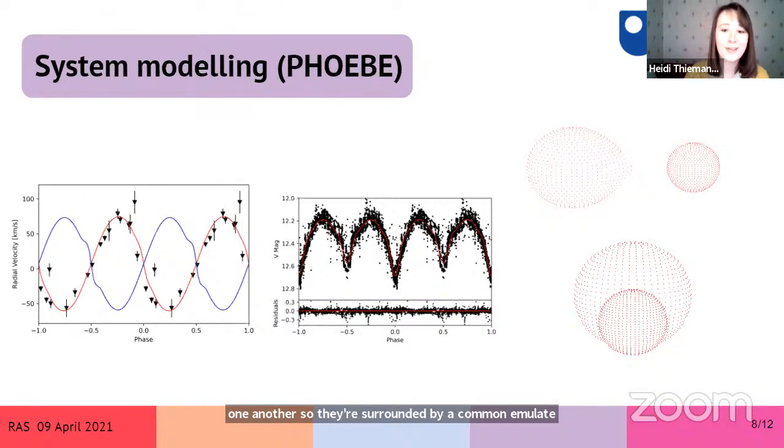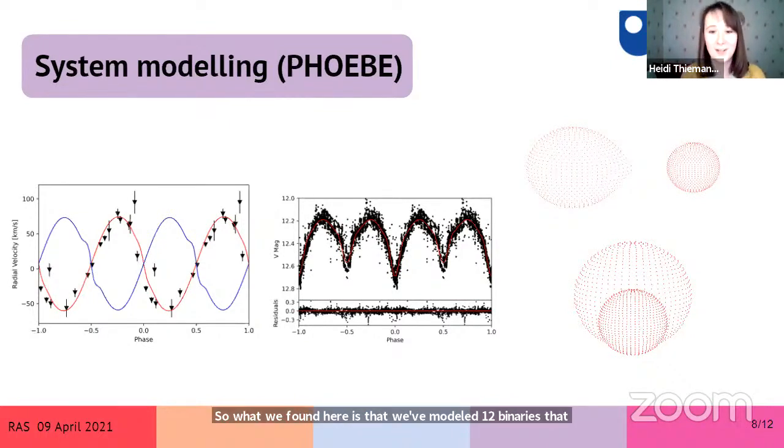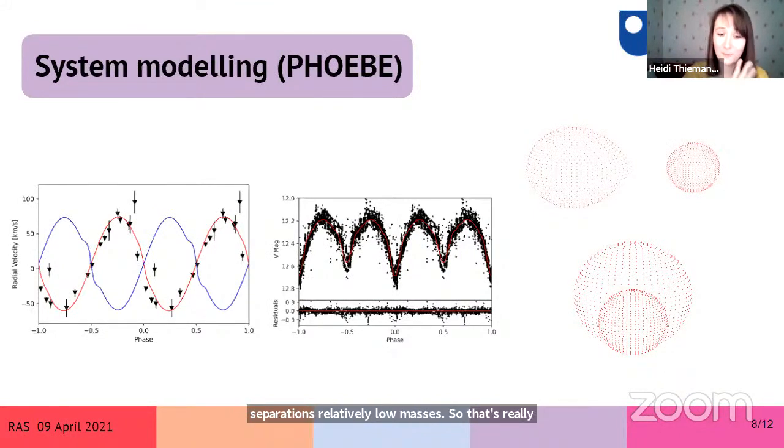So what we found here is that we've modeled 12 binaries. They're all made up of late-type giants with low temperatures, relatively small separations, and relatively low masses. So that's really successful. We've confirmed that they're near-contact red giant eclipsing binaries.